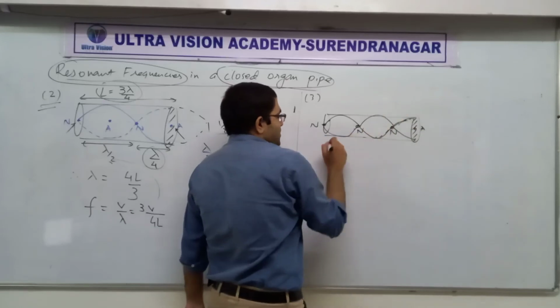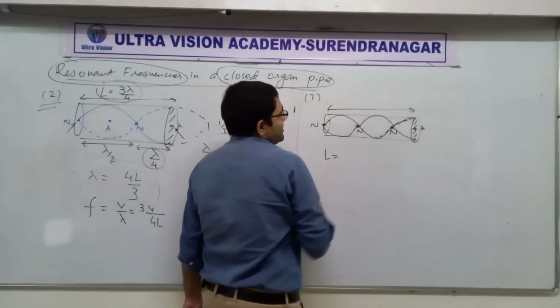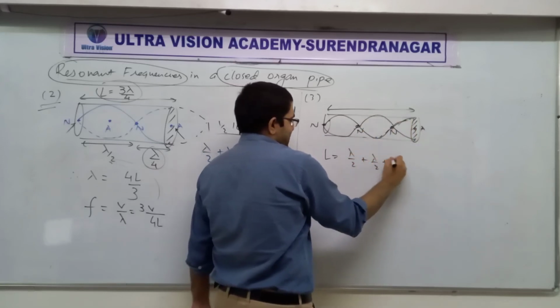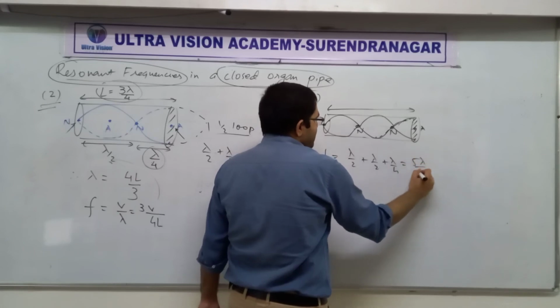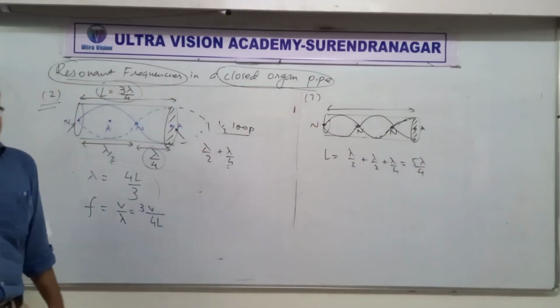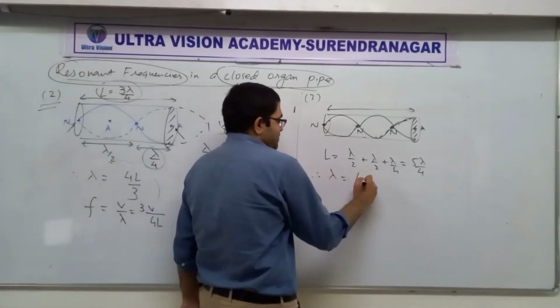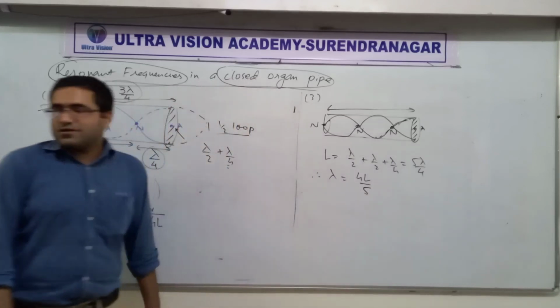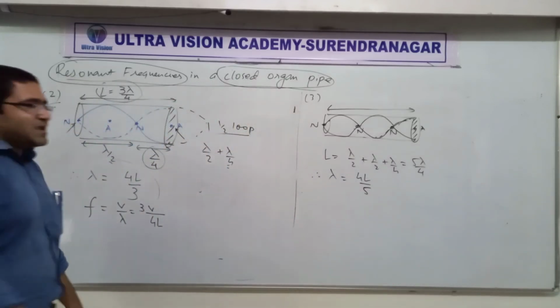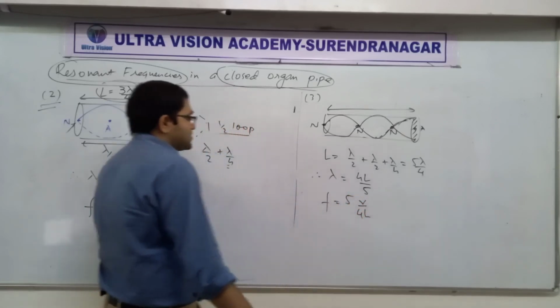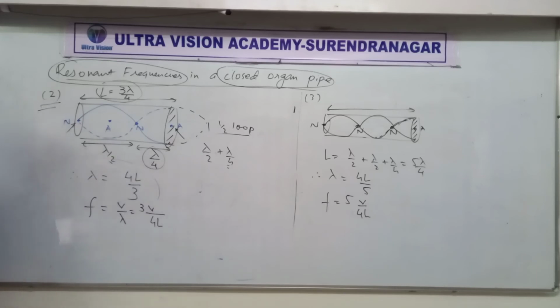So, what will be L? L will be equal to lambda by 2 plus lambda by 4. I hope everyone understood that. That is equal to 5 lambda by 4 by taking LCM. If L is 5 lambda by 4, then lambda is 4L by 5. Okay, and we get F is equal to 5V by 4L. You can confirm that yourselves. Very good.